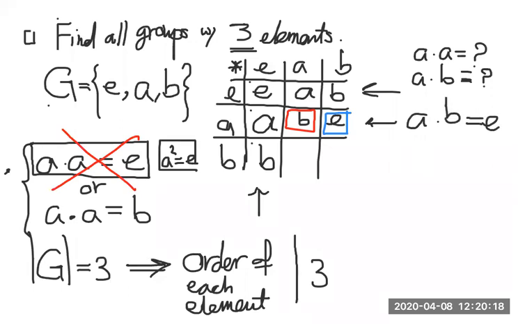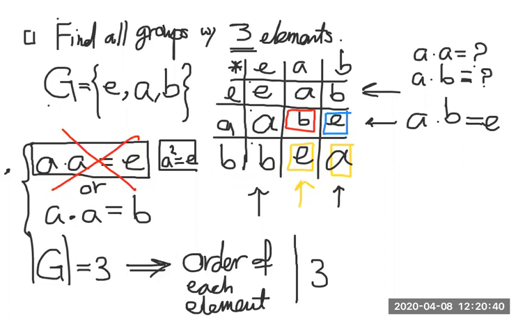Okay, let's look at the other one. Look at this column. We already have A and B. So the next thing which appears there should be E. There is no other choice. And in this column, we already have B and E, so the next thing has to be A.